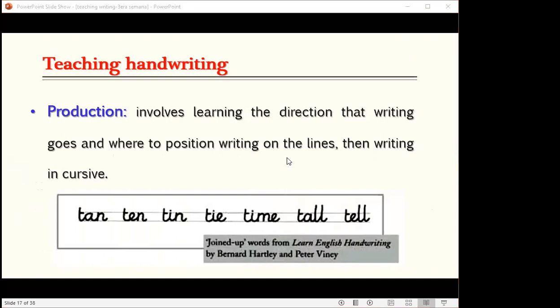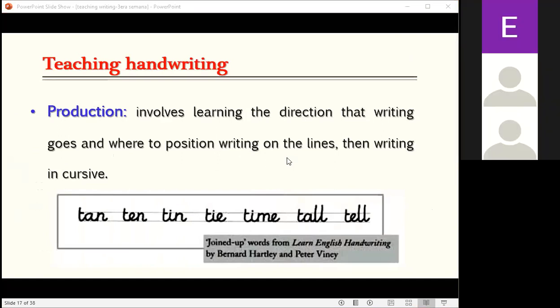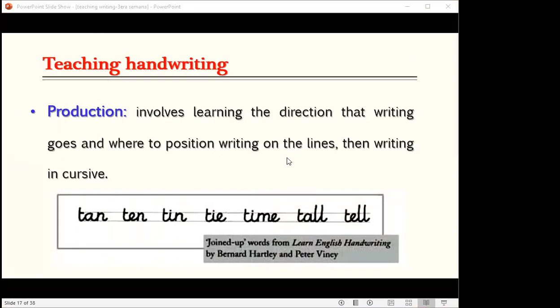For example, here you have "Not Join Up Words" from Learn English Handwriting by Bernard Hartley and Peter Binney. So notice the direction that they are going to write, sometimes cursive, sometimes not cursive. So they are going to start writing. Remember, these activities are more for children, no? Little kids, that they are going to start writing, all right? Because some of you teach kids, no?